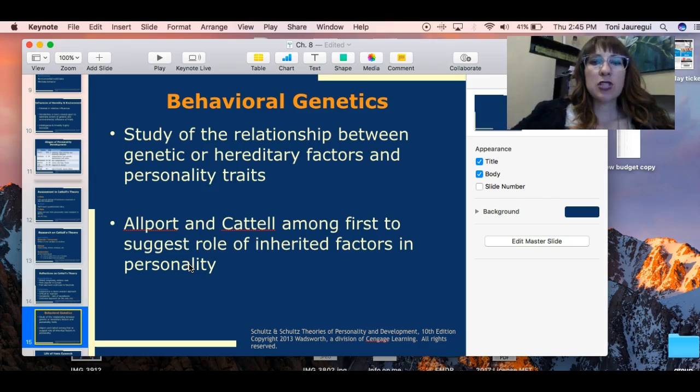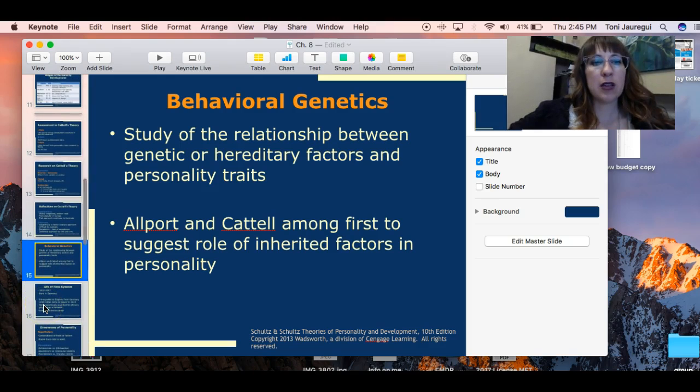And then behavioral genetics, the study of the relationship between genetic or heredity factors and personality traits. Allport, who we just learned about, and Cattell were among the first to suggest a role of inherited factors in personality. So kind of pioneers in that area in regards to personality.